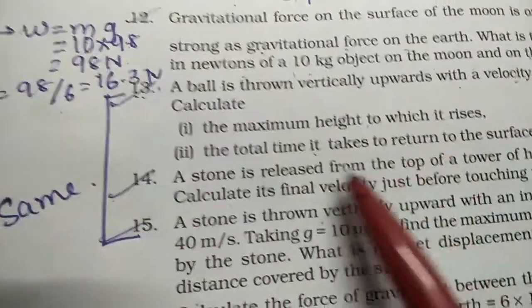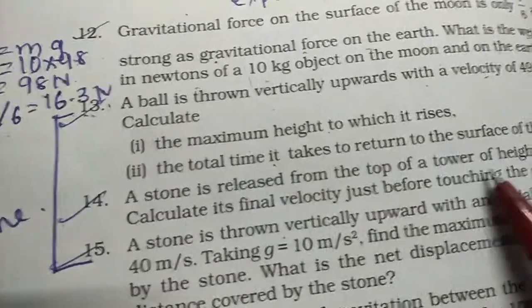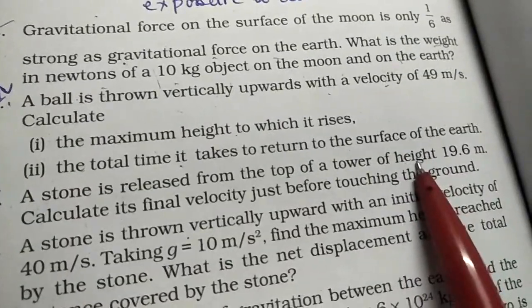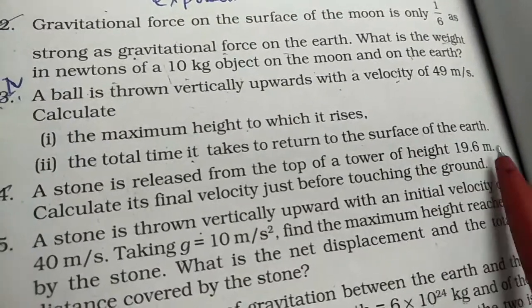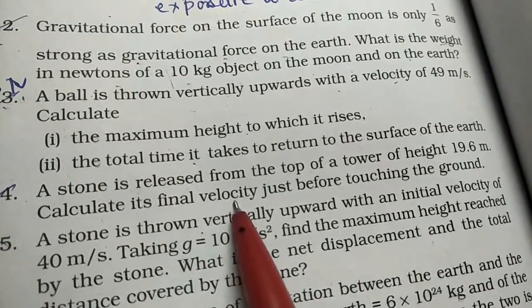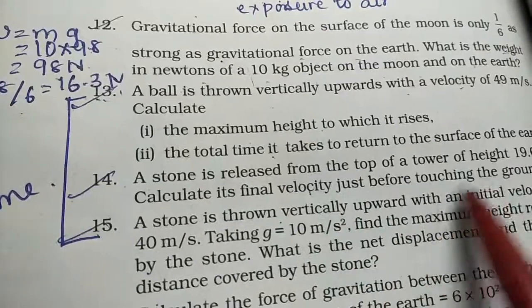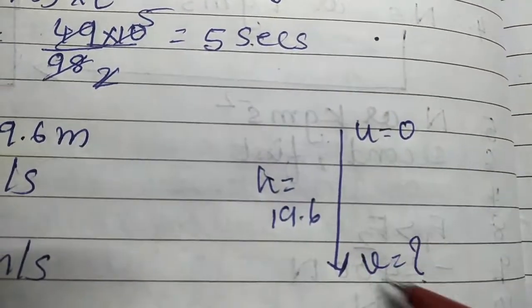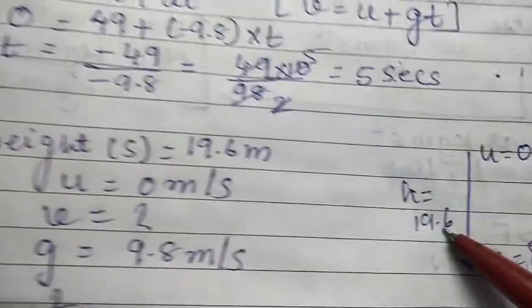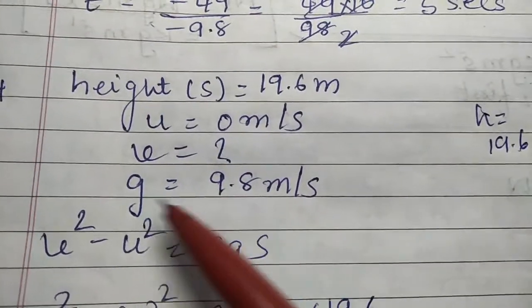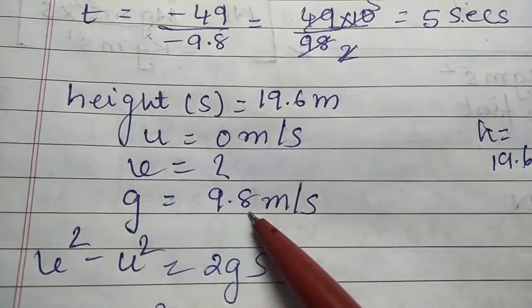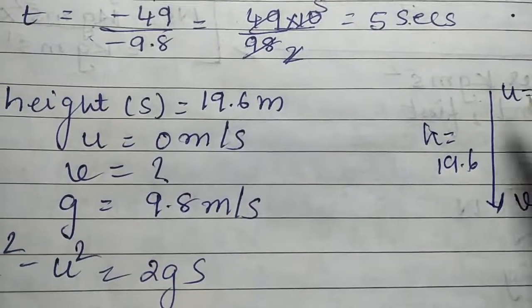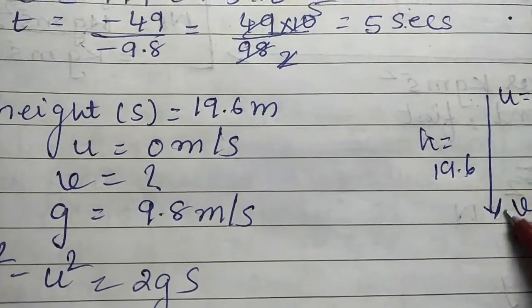Now we go to the next sum, that is sum number 14. Now in sum number 14, a stone is released from the top of the tower, which is at a height of 19.6 meters. You have to calculate the final velocity, that is v, just before reaching the ground. Now because the stone is released from the top, u is 0 and v we don't know, height is 19.6. Okay, and the gravitational acceleration is 9.8. It is positive because it's towards the earth.